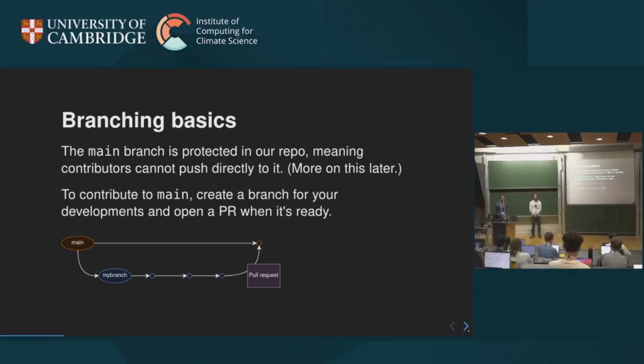But in this repository, we've got branch protection for main, which means you can't just push directly to the main branch. We'll talk a bit about branch protection later, but what this means is that in order to contribute to main, you need to open a pull request. You can see here, the main branch is at the top, and then we create a branch off of it that's just called my branch, and there's a few changes. And then in order to get those back in, we open a pull request.